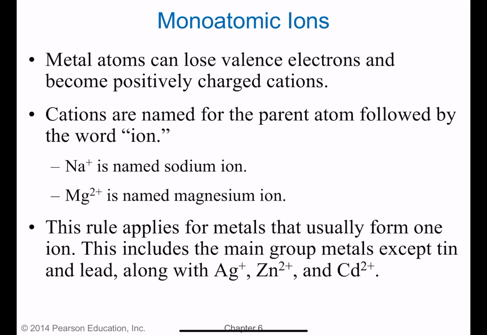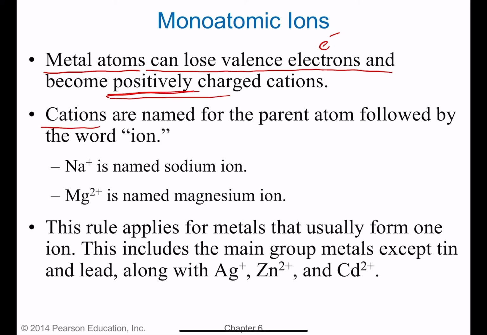So recall that metal atoms are going to lose valence electrons. Therefore, they're going to become positively charged because electrons, remember, are negatively charged. If an atom loses negatively charged electrons, then the overall charge of the atom must be positive. So the point is that metals become positively charged, and we're going to use the word cation again for positive.